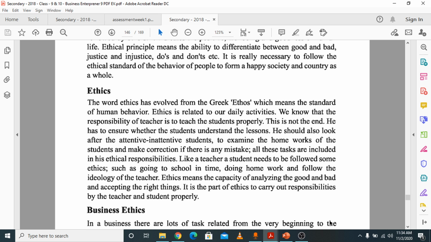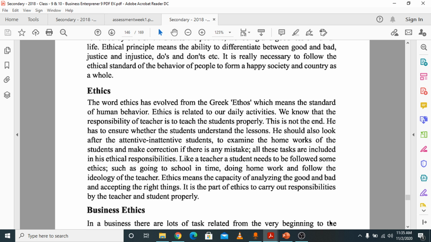The word ethics has evolved from the Greek ethos, which means the standard of human behavior. This is very important for your 1 mark question, knowledge based question, and also for the MCQ. So from which word has ethics evolved? The Greek word ethos, and the meaning of this word is the standard of human behavior.